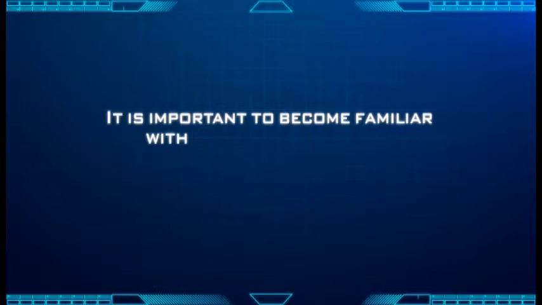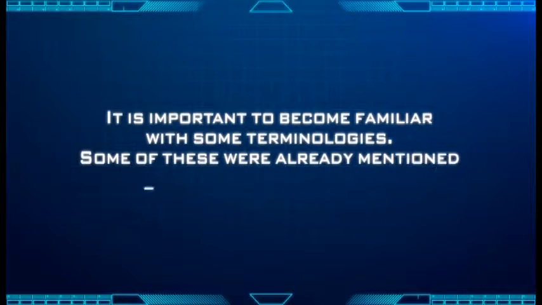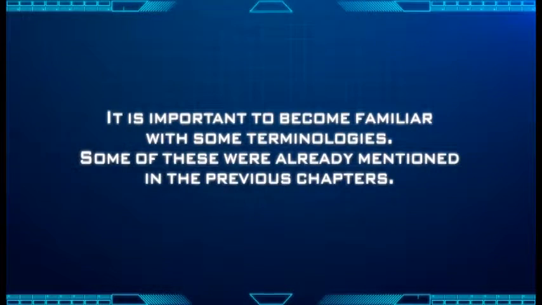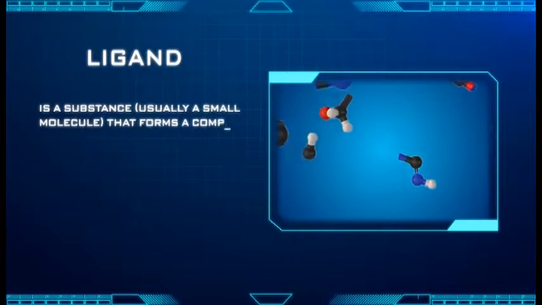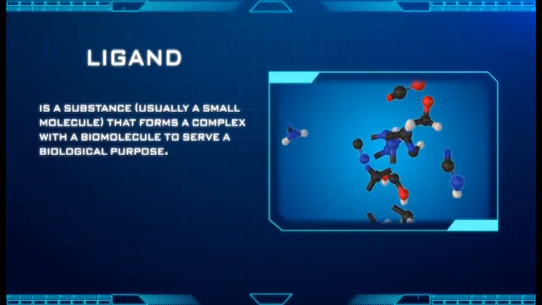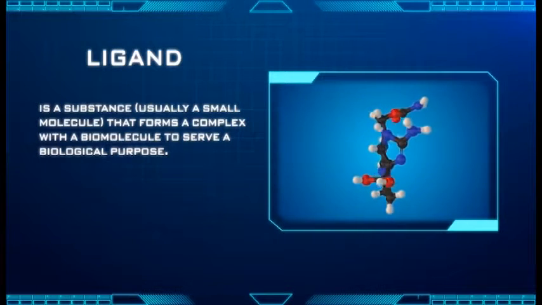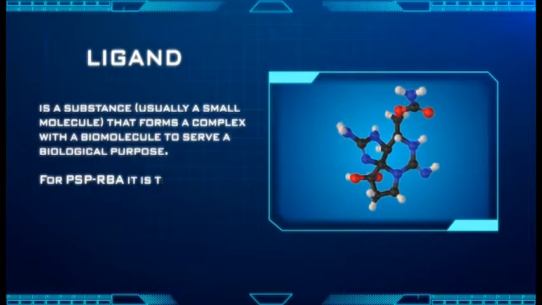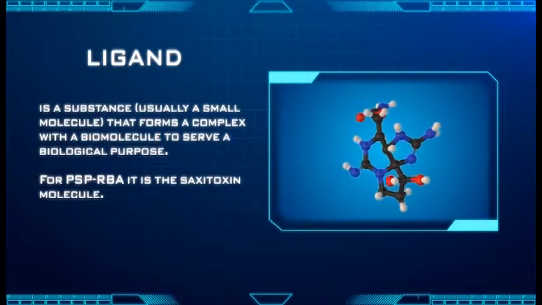But before we proceed, it is also important to become familiar with some terminologies. Some of these were already mentioned in the previous chapters. Ligand is a substance, usually a small molecule, that forms a complex with a biomolecule to serve a biological purpose. For PSP-RBA, it is the saxitoxin molecule.